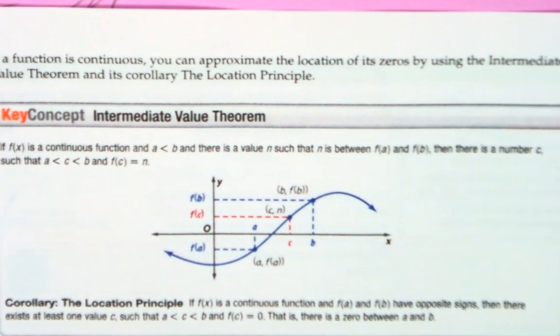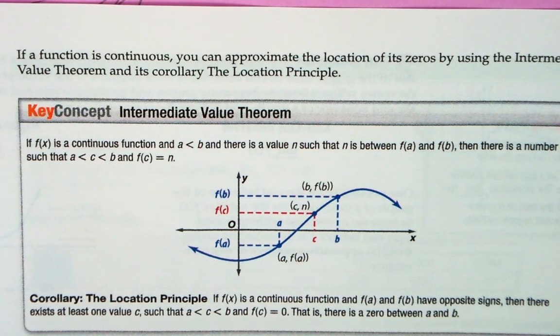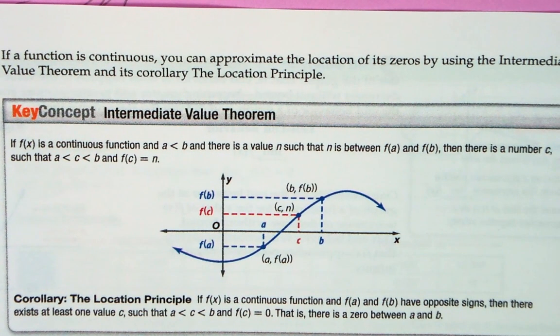I'll just show this. The intermediate value theorem. We need to focus. F of x is a continuous function. If a is less than b, and there's a value n such that n is between f of a and f of b, then there is some number c such that a is less than c is less than b, and f of c is equal to n.